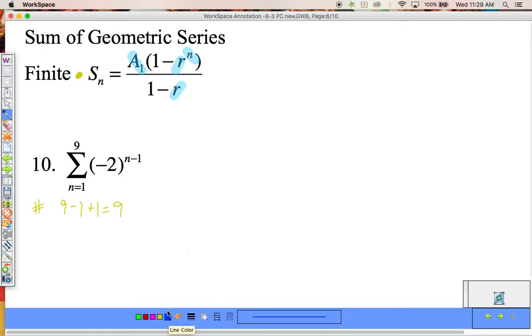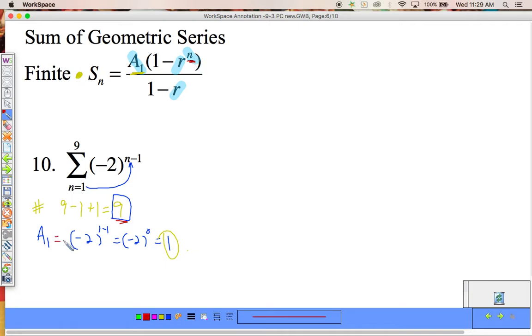So my number of terms is 9. My first term, I'm going to plug a 1 into here. So I'm going to say negative 2 in the parentheses raised to the 1 minus 1, which is negative 2 raised to the 0, and anything raised to the 0 power is 1. All right, so there's my first term. Let's go back. My 9 is my number of terms.